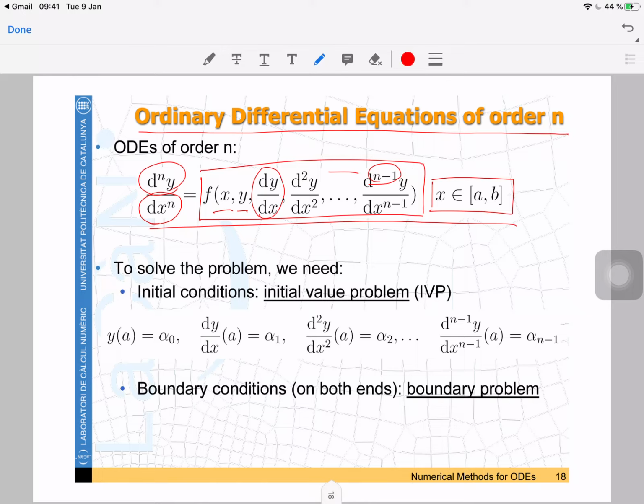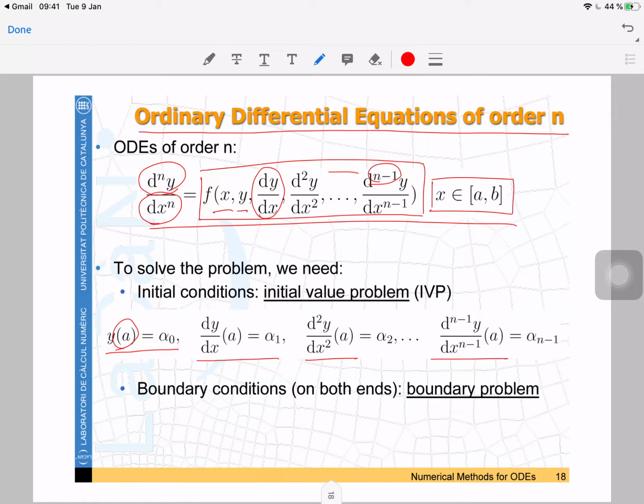consider initial conditions, as we discussed before for the first order ODEs. Here, in addition to the value of y at the initial point a, we also have to consider some initial conditions for the derivatives, the first derivative, second derivative, up to the derivative of order n minus 1. So these are the essential conditions, which we call initial conditions.